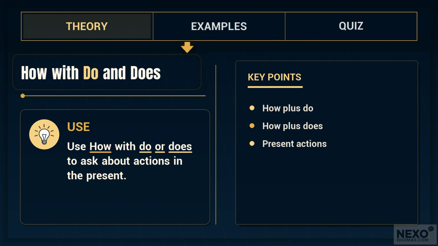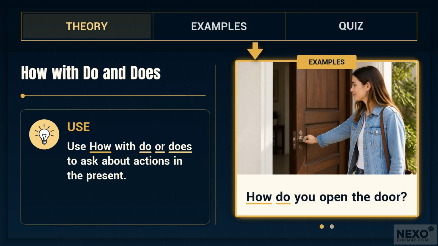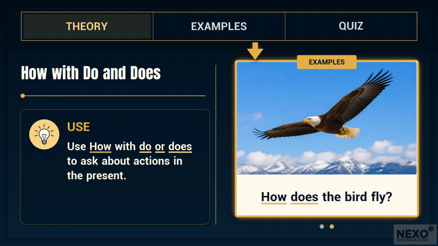How with do and does. Use how with do or does to ask about actions in the present. Example. How do you open the door? Example. How does the bird fly?